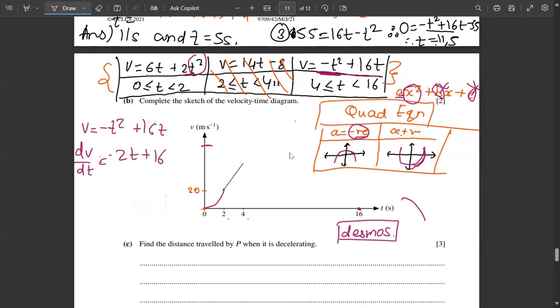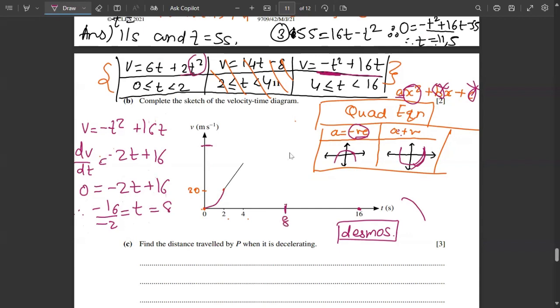Now, the gradient of the graph at the maximum point is 0. So we'll equate this with 0. Therefore, minus 16 upon minus 2 equals t, and the value of t is 8. That means this happens somewhere here at time 8.